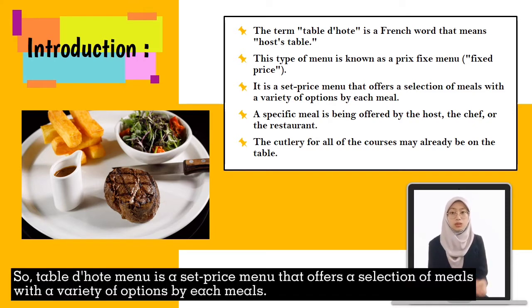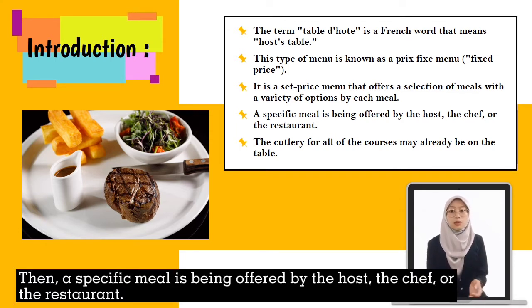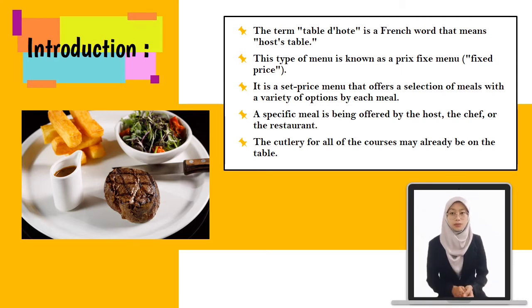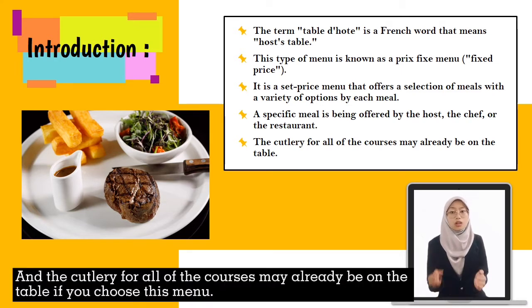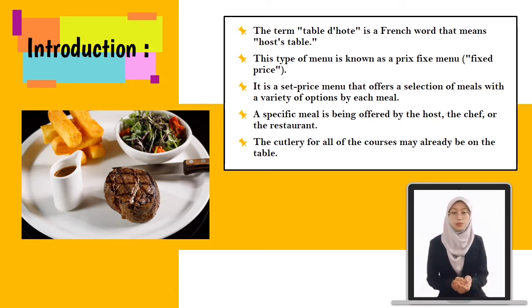So table d'hôte menu is a set price menu that offers a selection of meals with a variety of options for each meal. Then a specific meal is being offered by the host, chef, or the restaurant. And the calorie for all of the courses may already be on the table if you choose this menu.